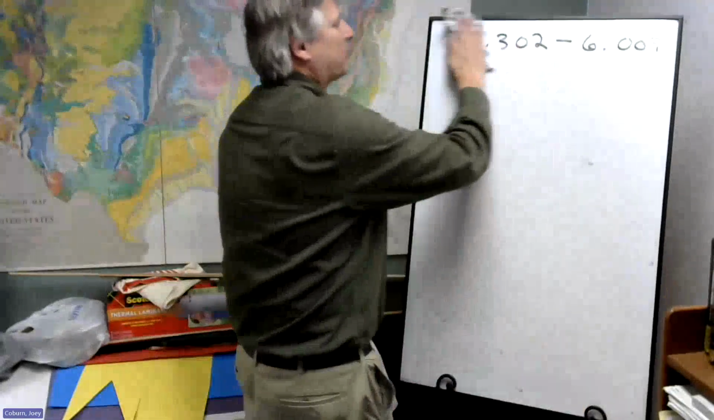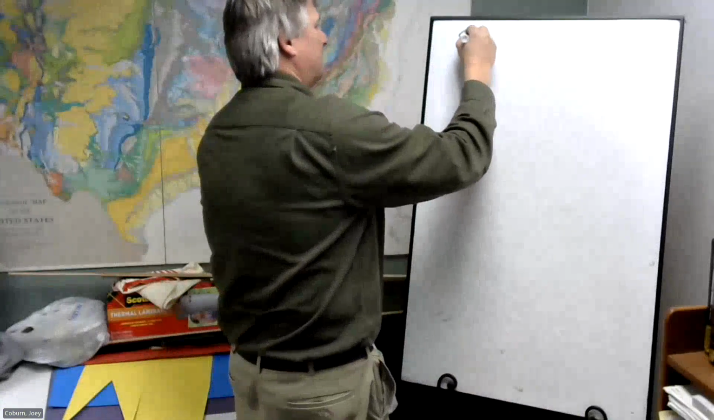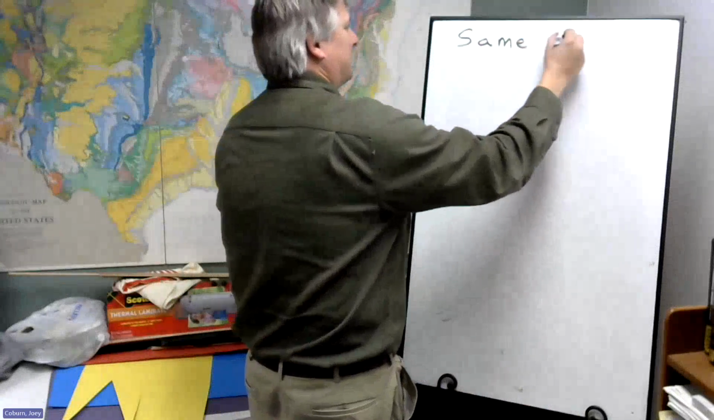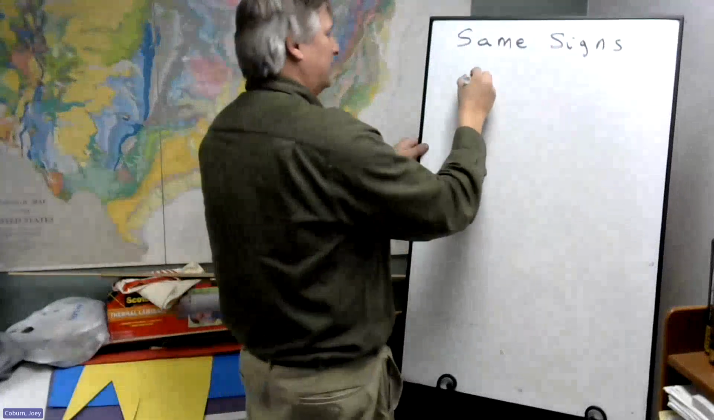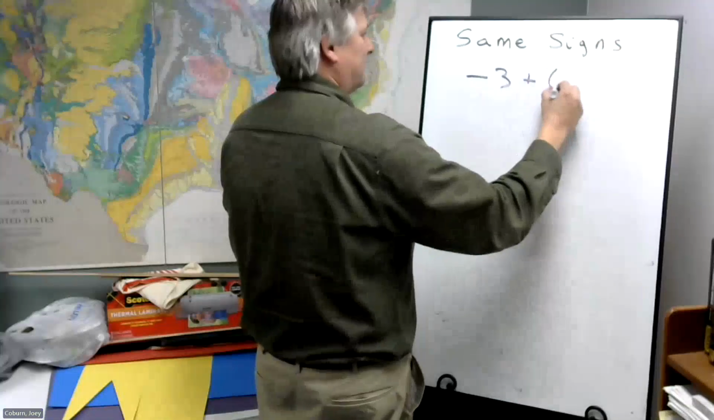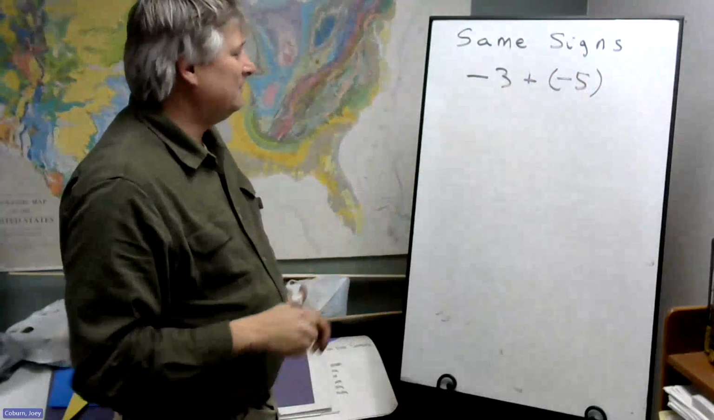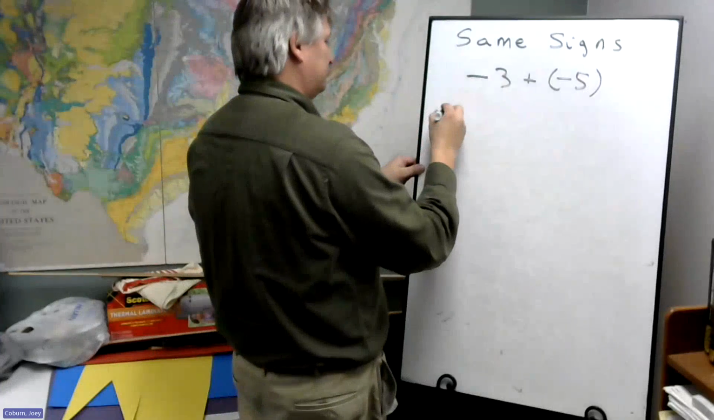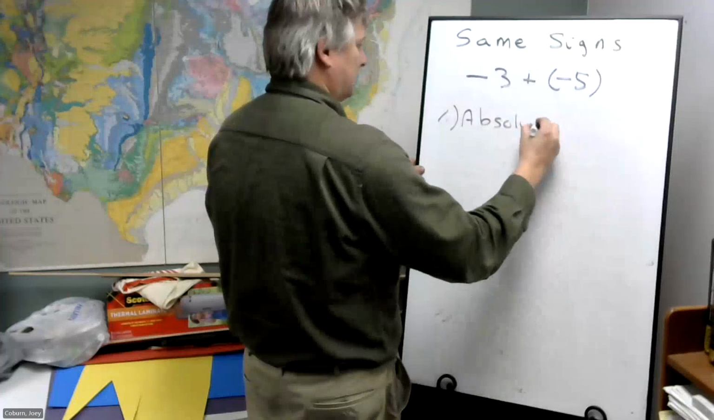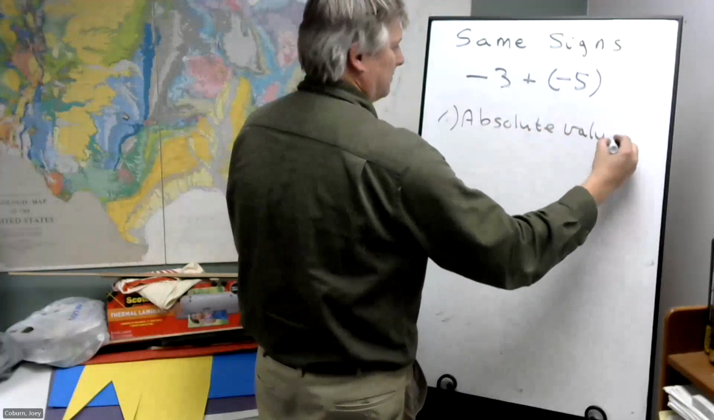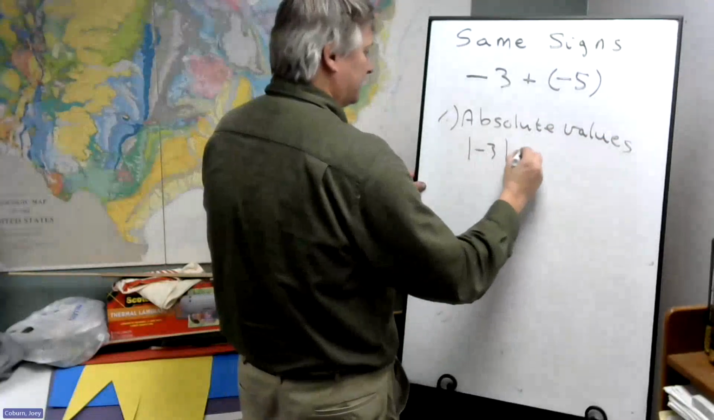So the first one I want to go over, and we consider two formulas, is same signs. So for example, if you have something like this. Now, what we do first off is absolute values. So we take the absolute value of each number.